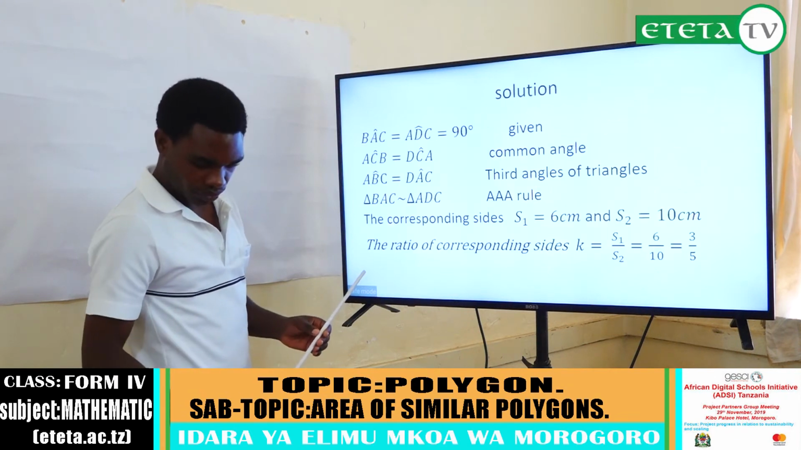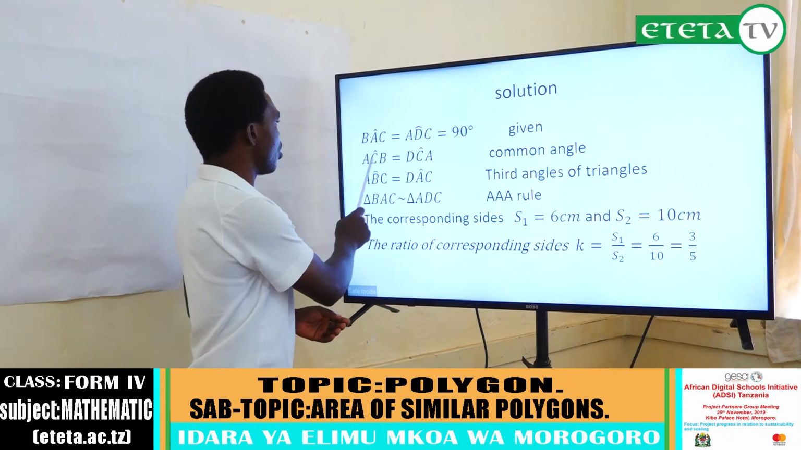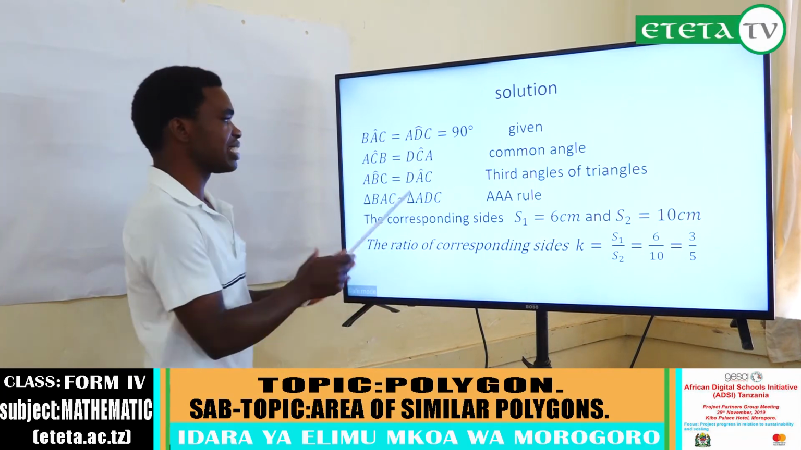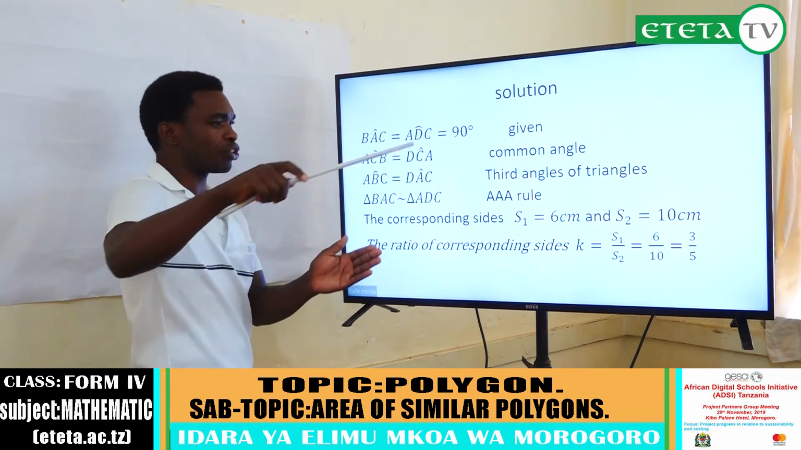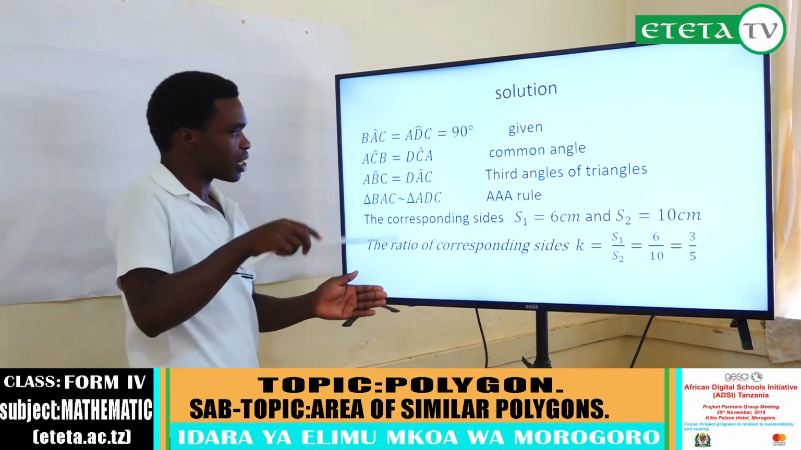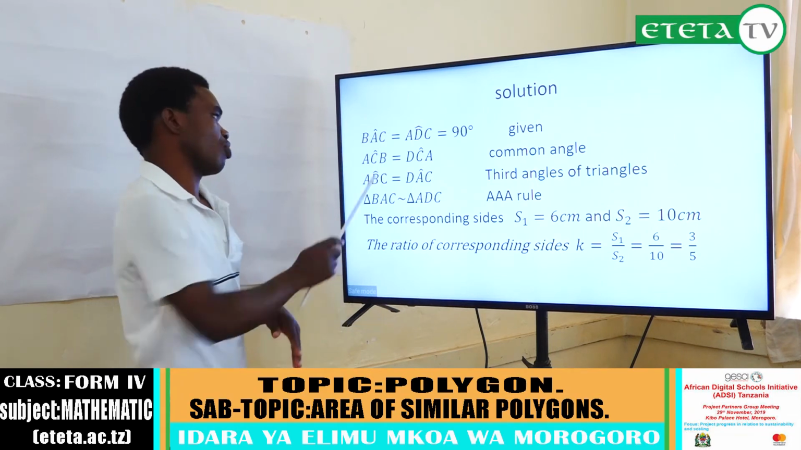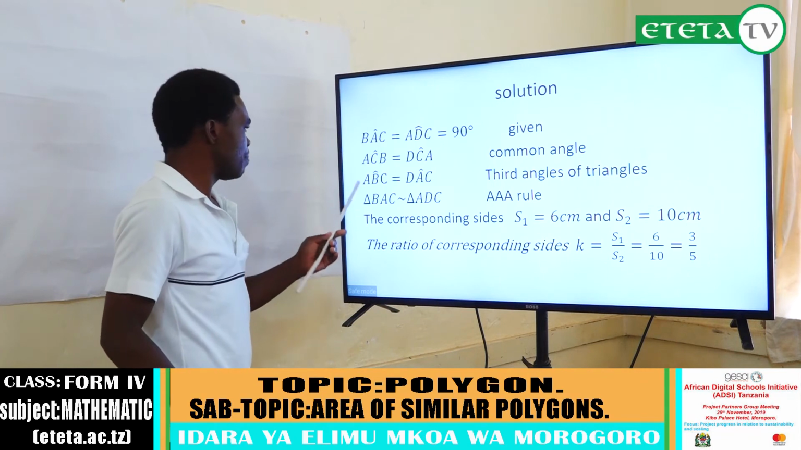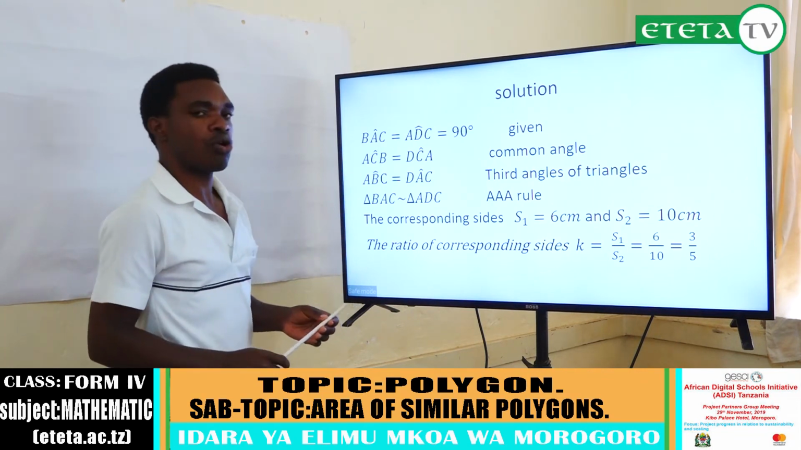Then, this one is common. ACB and DCA, we said it is a common angle. Why so? It is formed by both triangles. Therefore, if you measure, you are going to get the same on the first triangle, but also on the second triangle. It is common. And again, ABC and DAC must also be equal.